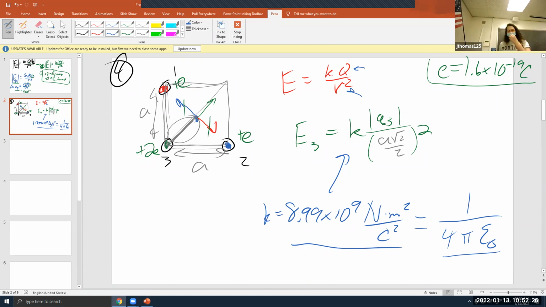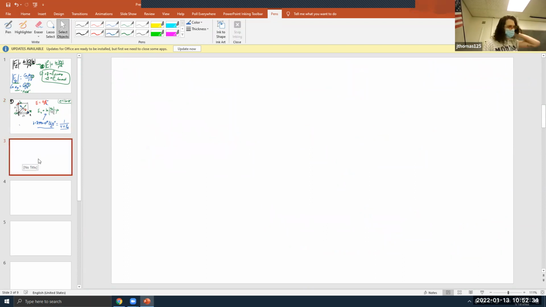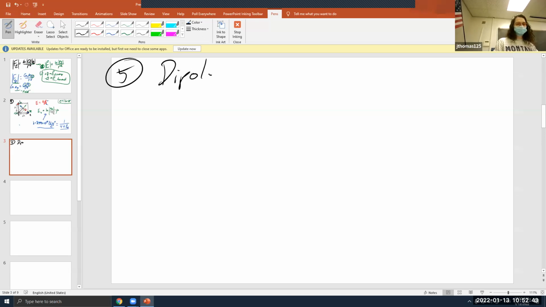All right. So we have individual point charge particles. Not too bad. We did a bunch of those last week. We're going to do one more of those for problem number 5, and this is specifically an electric dipole. Here's what an electric dipole is. You have a positive particle and a negative particle. They have the same charge, and they're separated a short distance. That's it. It's an electric dipole.